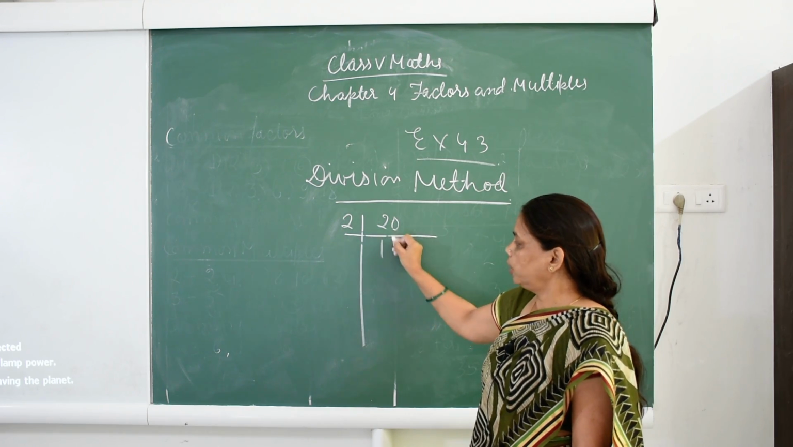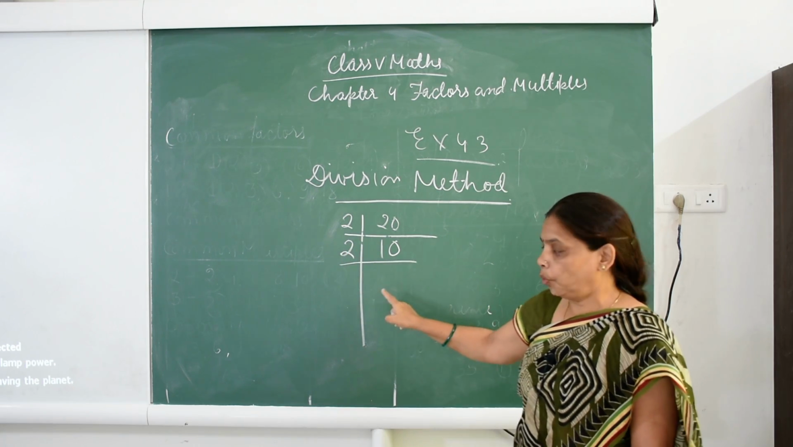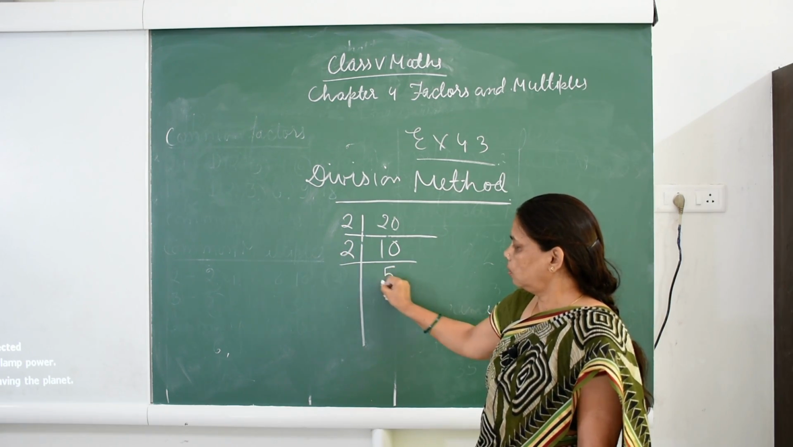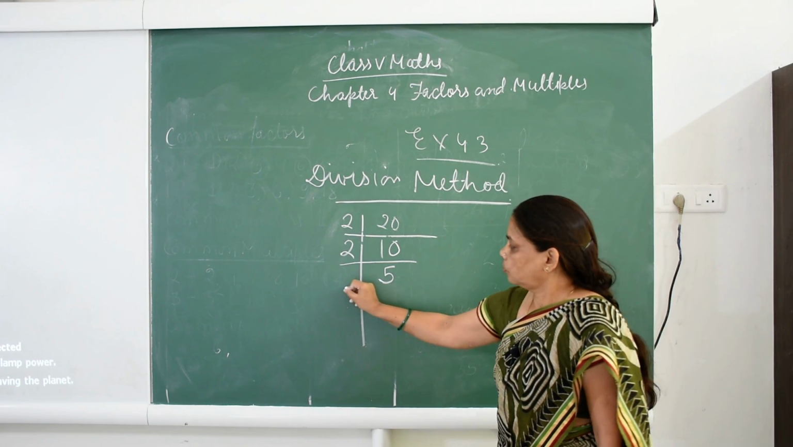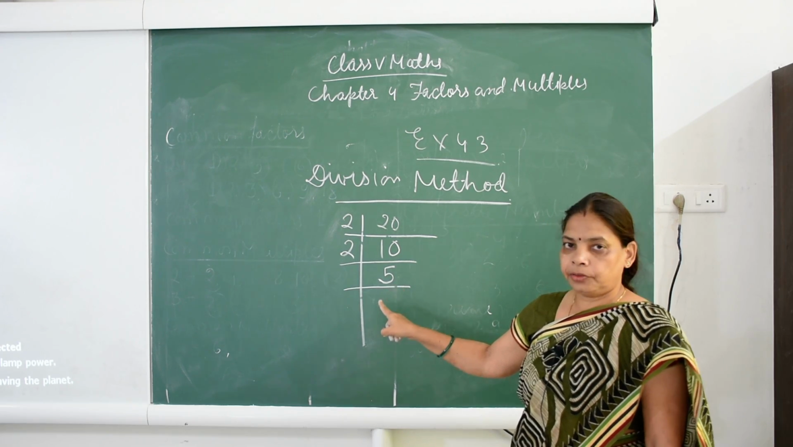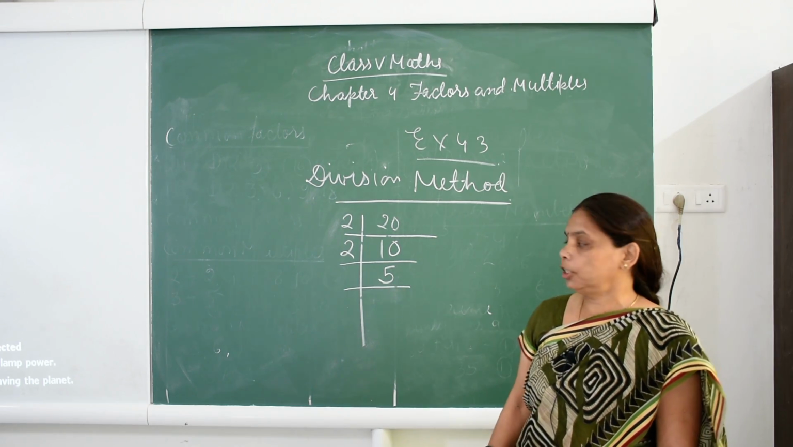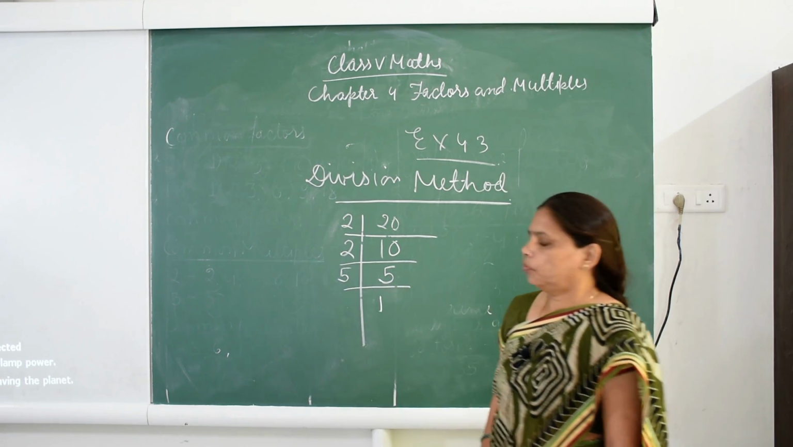So 2 ones are 2 and 2 zeros are 0. Again it is divisible by 2. So 2 fives are 10. Now 5 is not divisible by 2, so we will take 3. It is also not divisible by 3. Then take 5. 5 ones are 5.